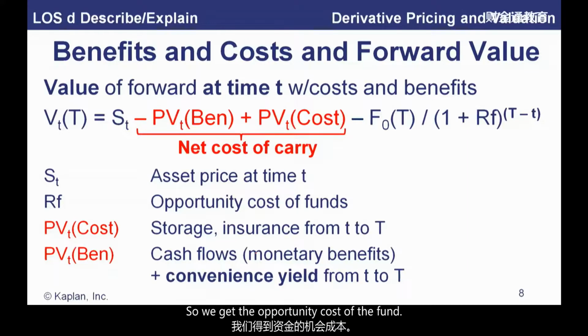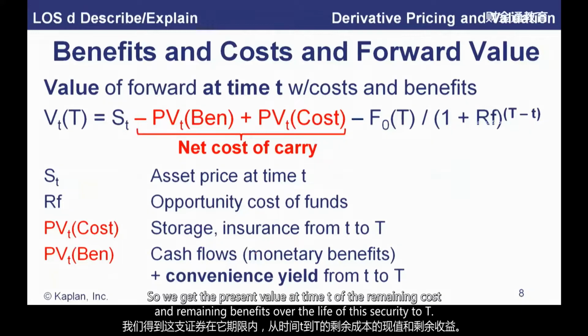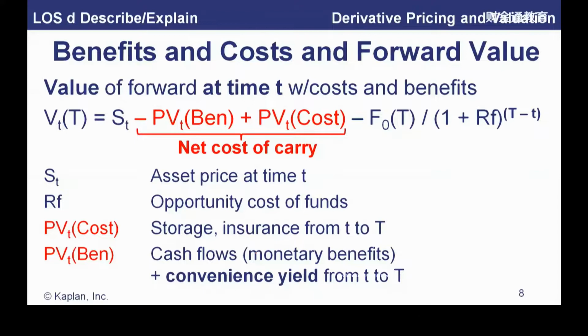So we've got the opportunity cost of the fund, we've got storage, insurance costs from time t to capital T. So this is the remaining amount at time little t. So we've got the present value at time little t of the remaining costs and remaining benefits over the life of this security to capital T.